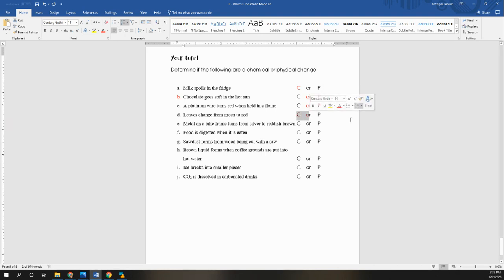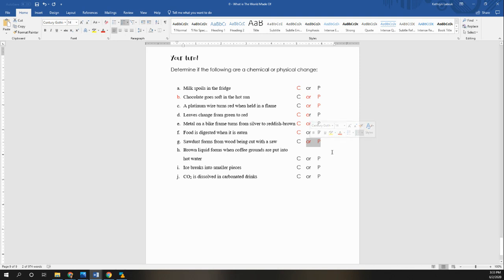Leaves change from green to red in the fall. Chemical change. The metal on a bike frame turns from silver to reddish brown. Okay, that's rust. That's also a chemical change. Food is digested when it's eaten. Chemical change. Definitely does not look the same when it comes out of your body. Okay. Sawdust forms from wood being cut with a saw. Physical change.